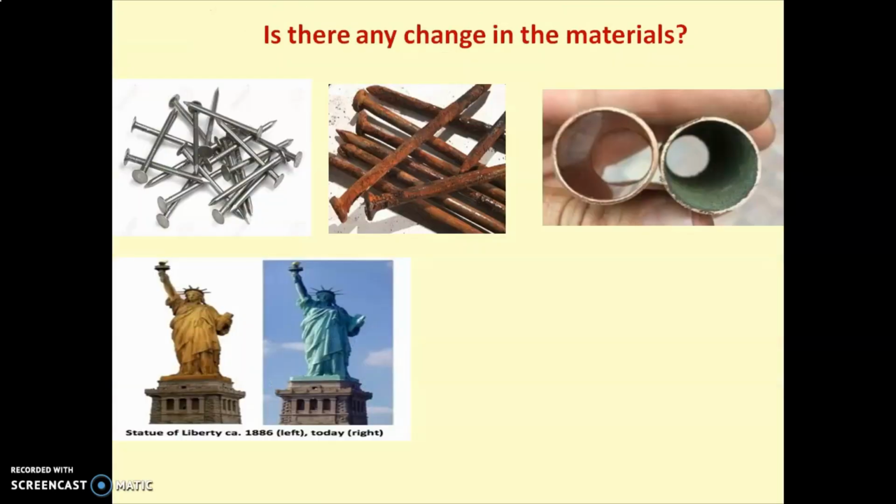Have a look into this slide. What can we see in this slide? What change is there in the materials? If you look here, this is a pure iron nail. This is the corroded one. This is a glass made from copper. This has undergone corrosion, with green color on the inner side. Statue of Liberty: this is the original color, and this is the present color. We see there is a change in the color. What color change? Let us see.